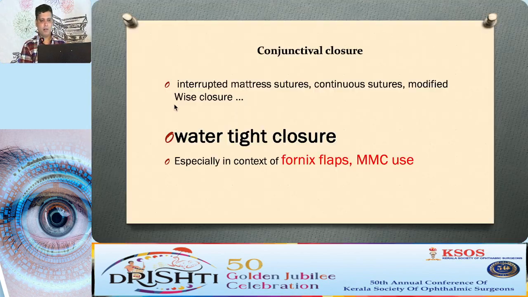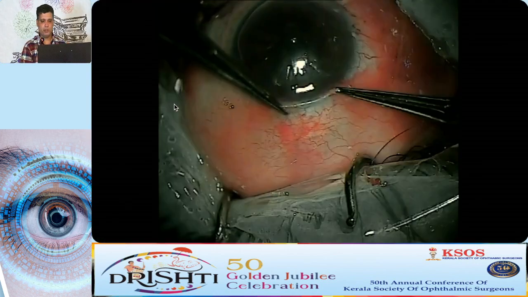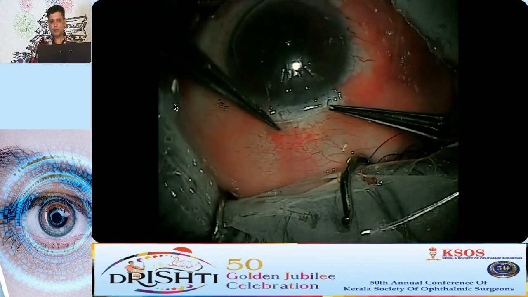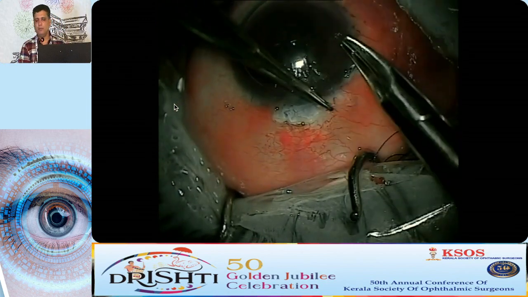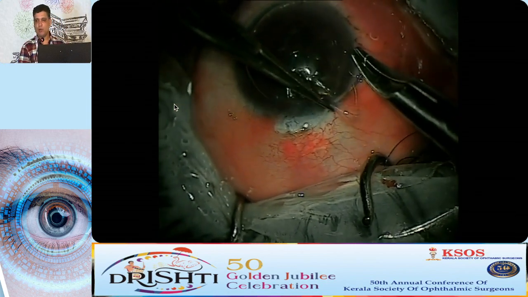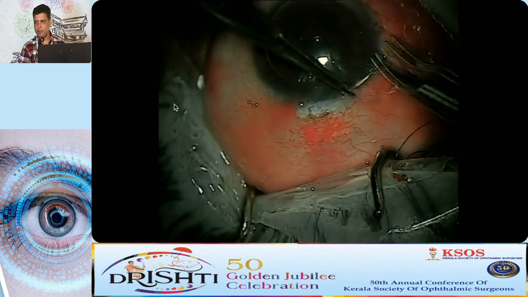Once the scleral flap is completed, you think the surgery is over, but the main part of the surgery is still remaining, which is conjunctival closure. Irrespective of the methods you use for conjunctival closure, the importance is to get a watertight closure, especially in the context of fornix-based flaps and mitomycin C use. Generally, you should be able to approximate the conjunctiva very easily without much traction, as long as you've made the dissections properly in the initial phase.